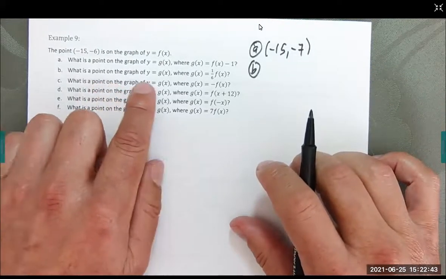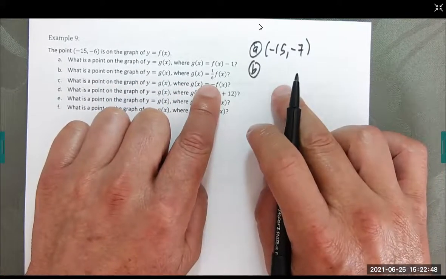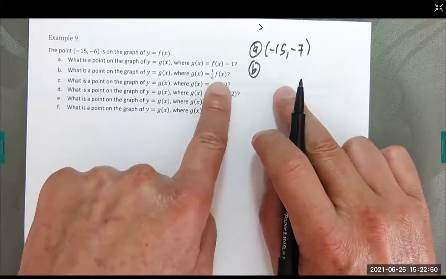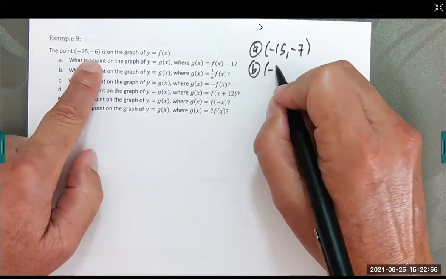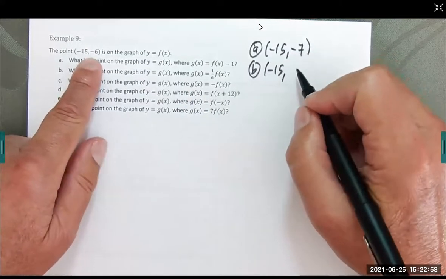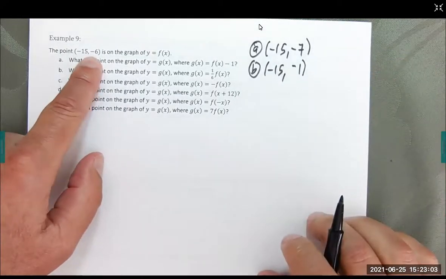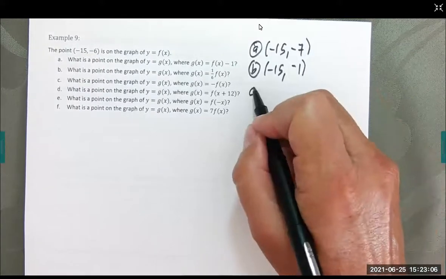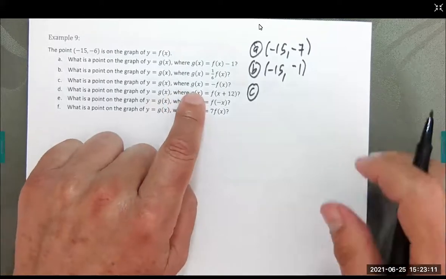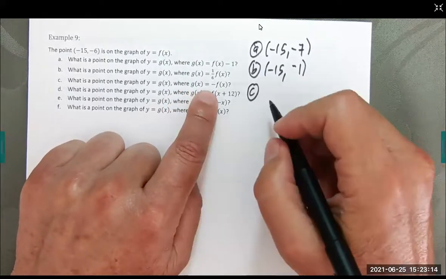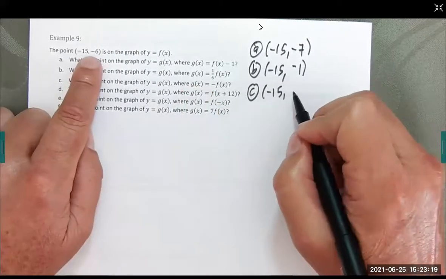Part B: what is a point on the graph of y equals g of x where g of x is 1/6 f of x? Well, that is literally going to take my y value and divide it by 6. So x is not affected. However, negative 6 divided by 6 is going to be negative 1. Part C, what is the point on the graph where g of x equals negative f of x? That means the y is now the opposite sign. So negative 15, comma, instead of negative 6, it's now positive 6.